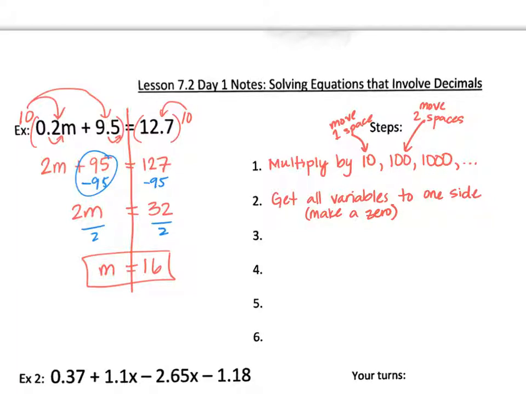And number 3 is you're going to make a 0 with the constant. In example number 1, that was the plus 95. That's the constant on the same side as the variable. And then step 4 is we're going to make a 1 by multiplying or dividing.